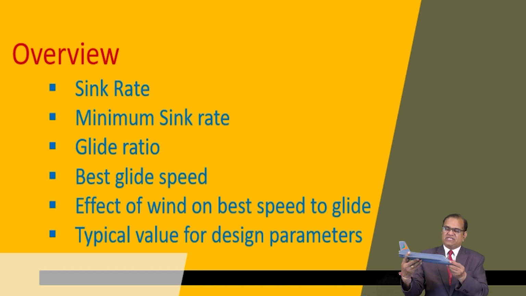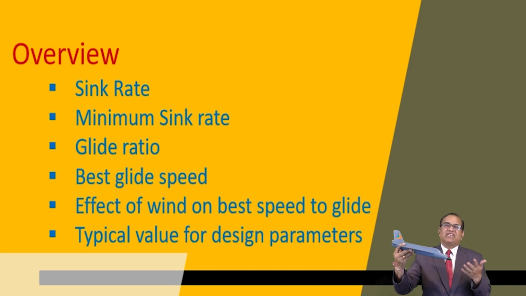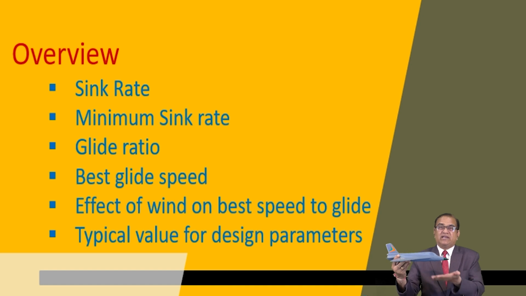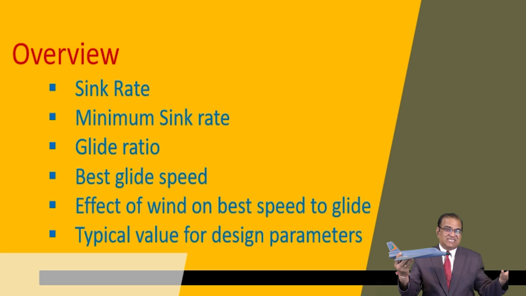So sink rate means per unit time how much it is coming down if the engine is failed, and we need a minimum sink rate so that more time is available for the pilot to see the place where it can land. And what is the best glide ratio? This also has to be understood.